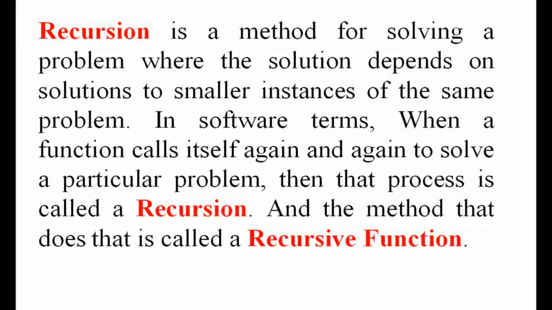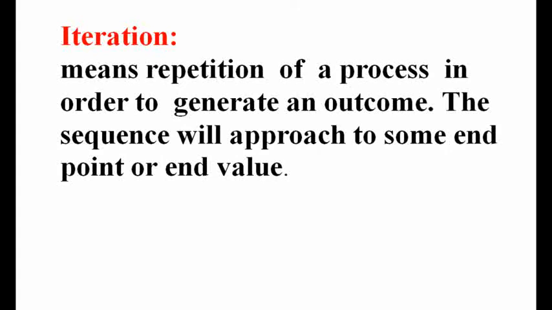Now let us understand what is iteration. The other name of iteration in Java programming is looping. Iteration means repetition of a process in order to generate an outcome. This sequence will approach some endpoint or end value. There are three iterative or looping statements in Java. They are for, while, and do while.